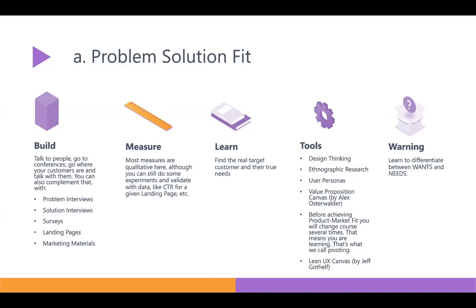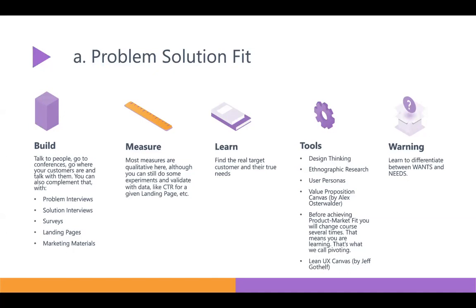The goal of this phase is to find the real target customer and their true needs and problems. You will need to do several iterations, going deeper, asking why 5 times, many times. If you stay on the surface, you will target the wrong customer segment, or you will address the wrong customer needs, or even both. So you want to understand the underlying need of the customer, the real root cause. But before achieving product market fit, you will change course several times. That means you are learning. That's what we call pivoting. We also need methodologies like design thinking, ethnographic research, and tools like value proposition canvas, lean UX canvas.